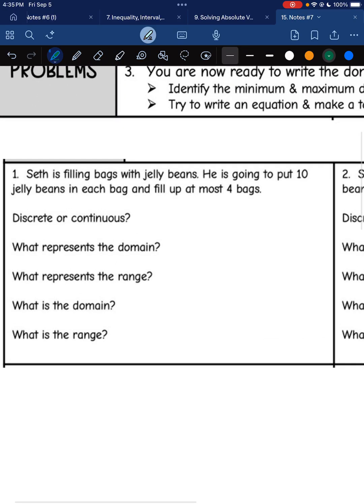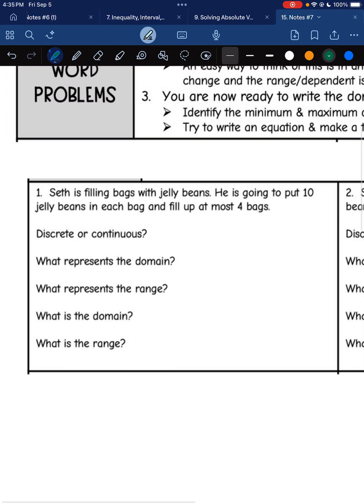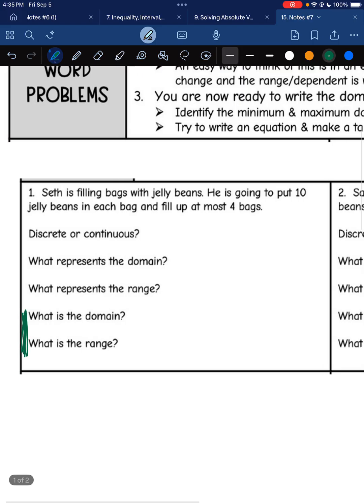So here, when you have this on, let's say, a test, all of this is not going to be there. So this is for me to help you out. These are the ones that you're going to have to answer. So the first thing that I'm going to do is find the two things it talks about. So this is talking about bags and it's talking about jelly beans.